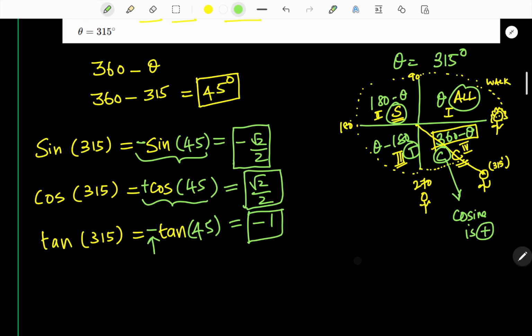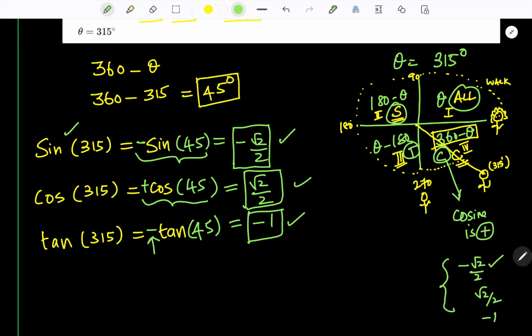Just check your calculator, no problem. Directly put in the calculator sine 315 as I'm checking. Yes, minus root 2 by 2, correct? Yes. Next I'm checking cosine 315. Okay, I'm checking, which is equal to the same root 2 by 2. Yes, correct. And then I'm checking tan 315, which is going to become minus 1, correct.